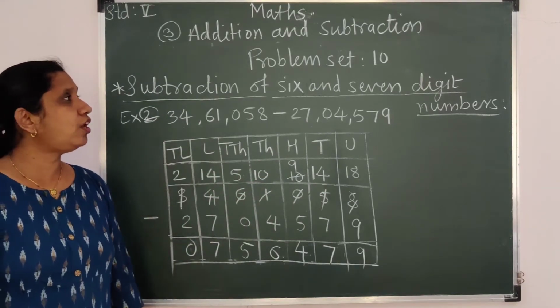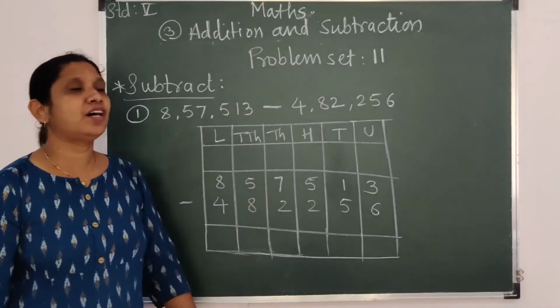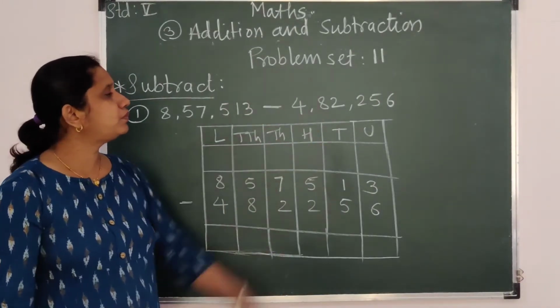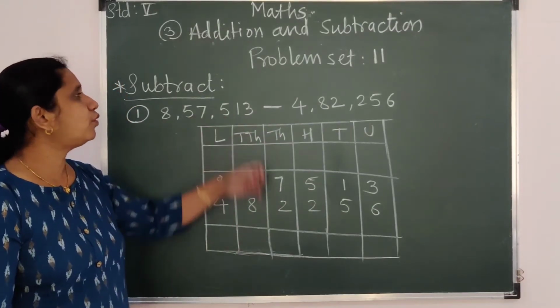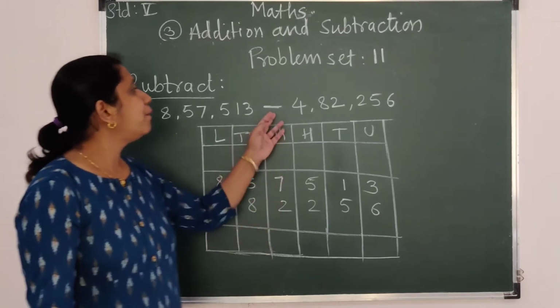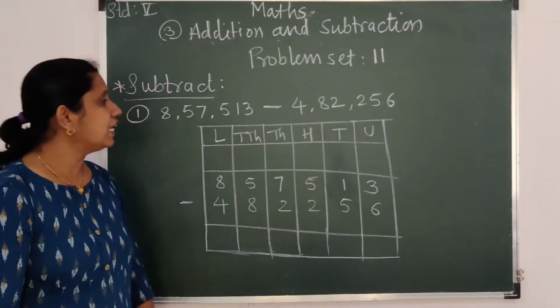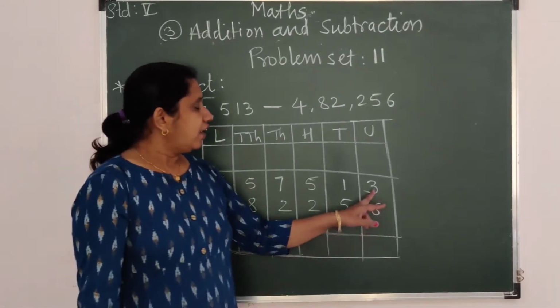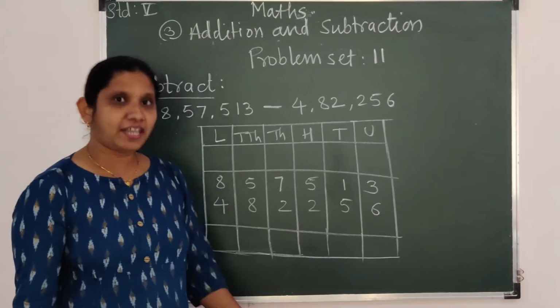Now let's begin to solve problem set 11. Students, let's begin to solve sum number 1 from problem set 11. See, the numbers are given: 8,57,513 minus 4,82,256.